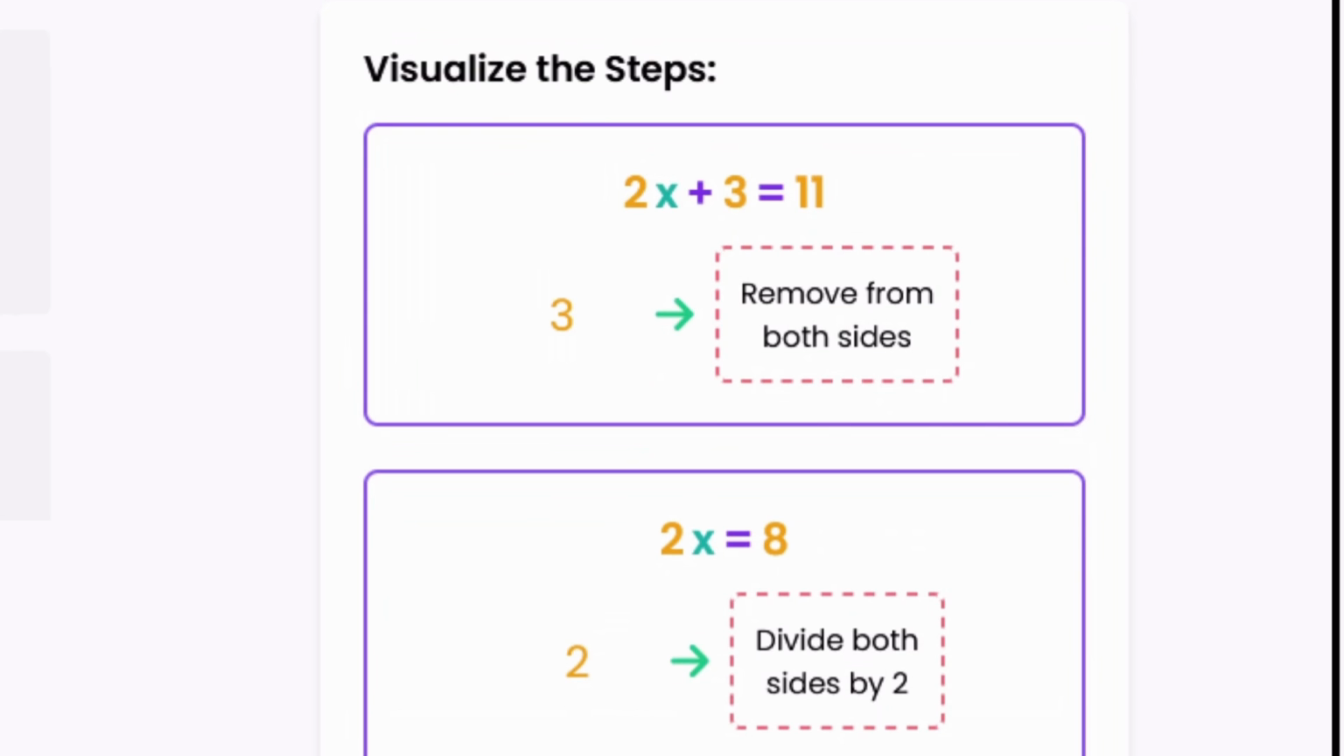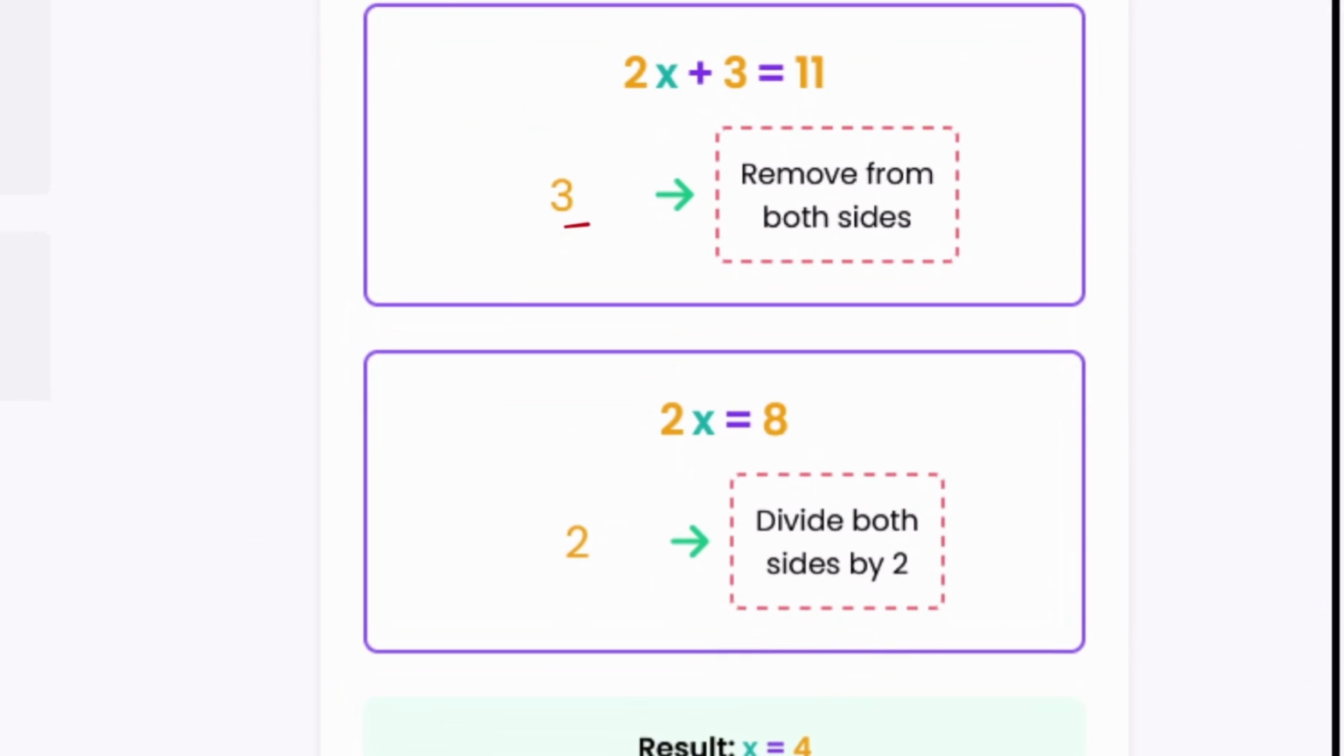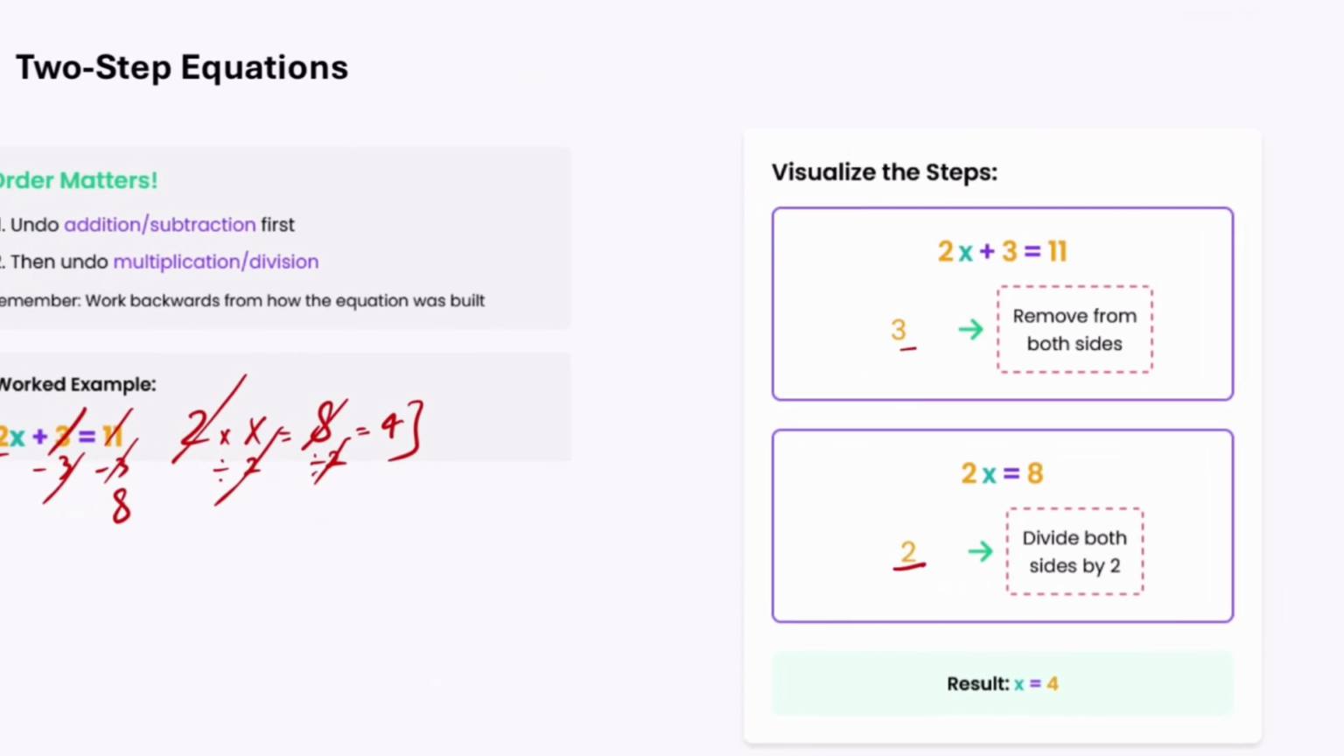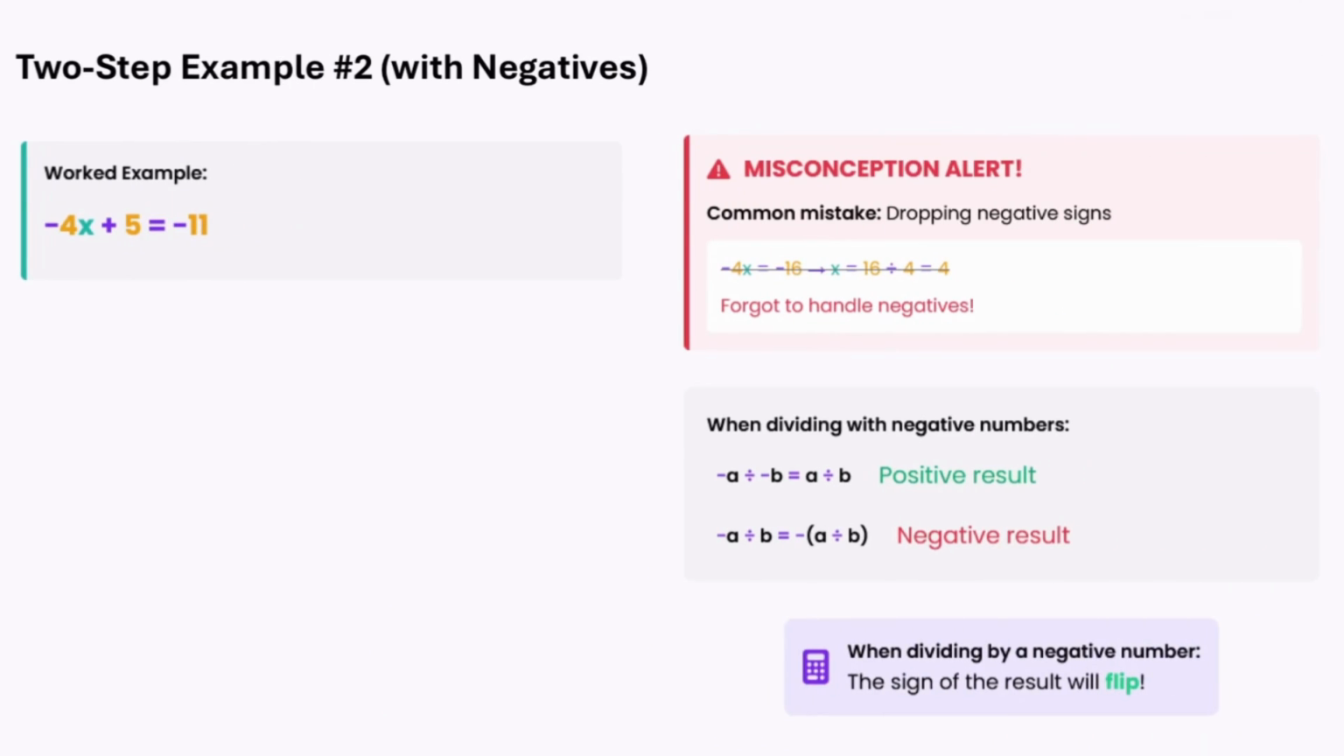Let's see the 2 steps again in another form. I have 2x plus 3. I have to remove 3 from both sides, so get rid of 3. I have 2x equals 8. I have to get rid of 2, so I'm going to divide everything by 2. As simple as that. Again, why are we calling it a 2-step equation? Because as you just saw, we had 2 steps itself.